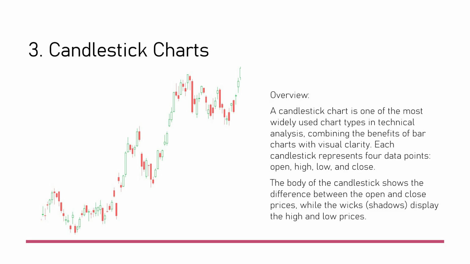Above and below the body, you'll find the wicks or shadows. The upper wick shows how high the price reached, while the lower wick shows how low it went during the session. These shadows provide key insights into volatility and potential reversals. The advantage of candlestick charts is that they offer all the information of bar charts, but with better visual cues, making it easier to identify market sentiment, reversals, and price patterns like dojis, hammers, and engulfing patterns.